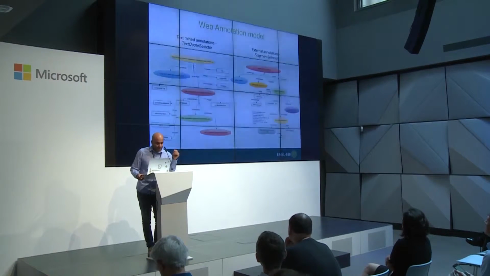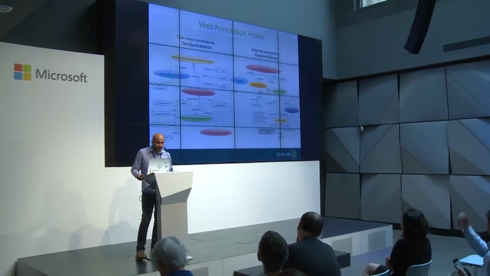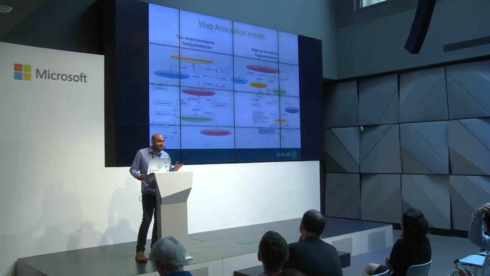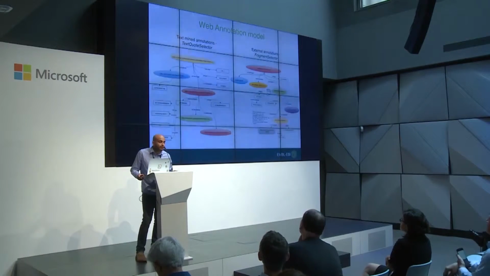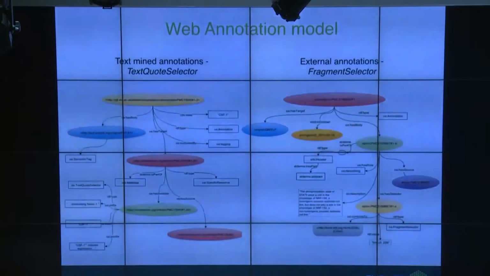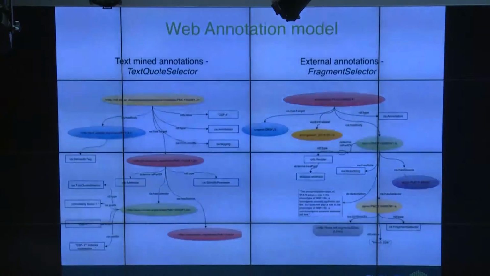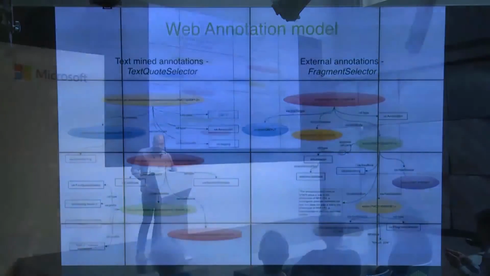This is an example of the data model we have used. All text-mined annotations that we have produced use the text quote selector, so you have a prefix, a postfix, and the annotation. And to the right, there is an example of an external annotation modeled as a fragment selector.